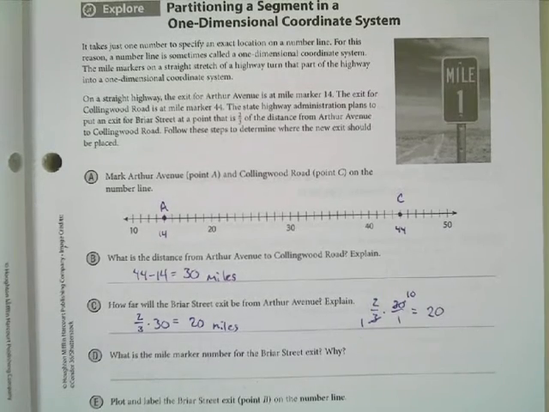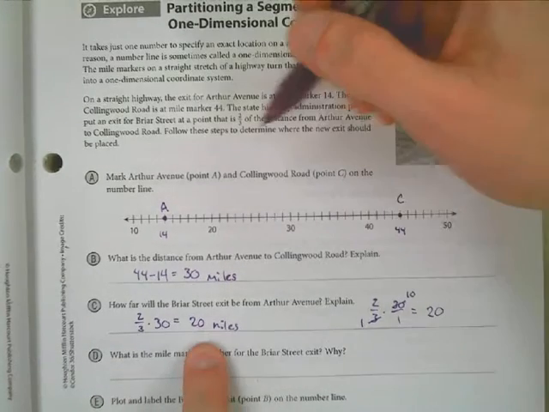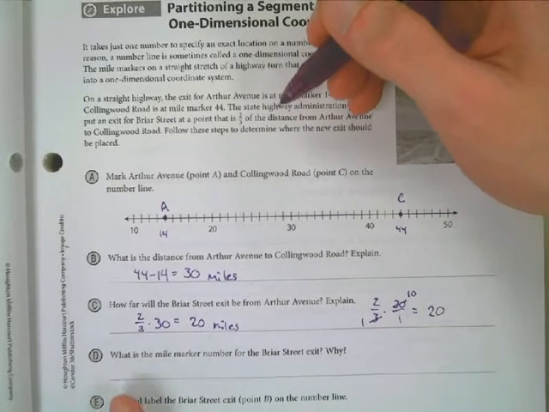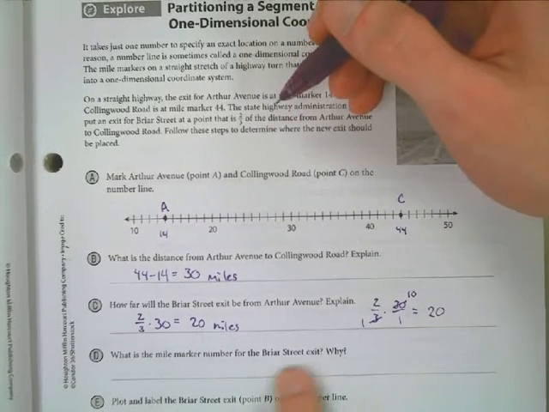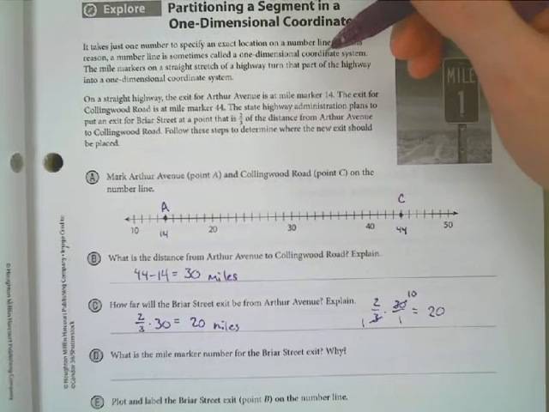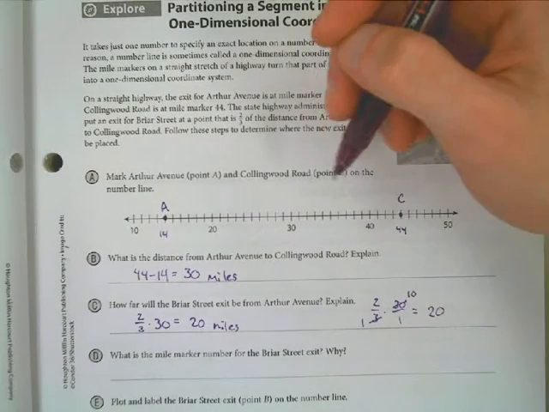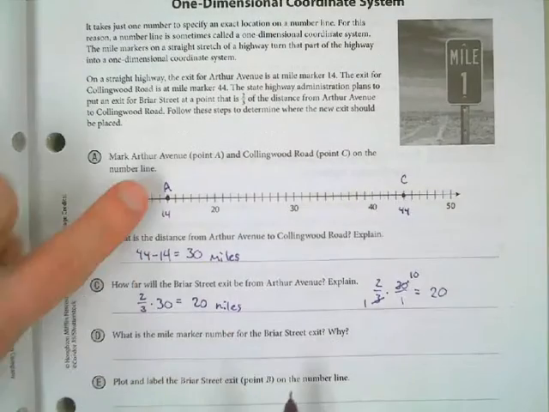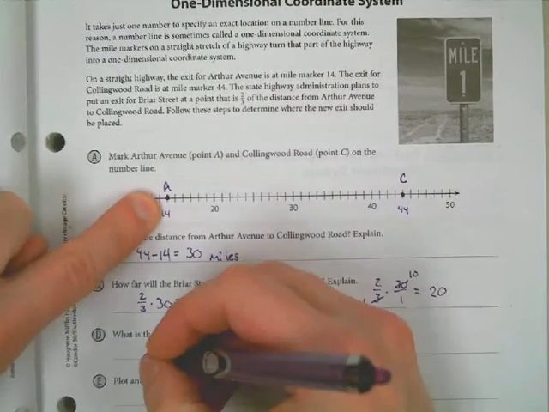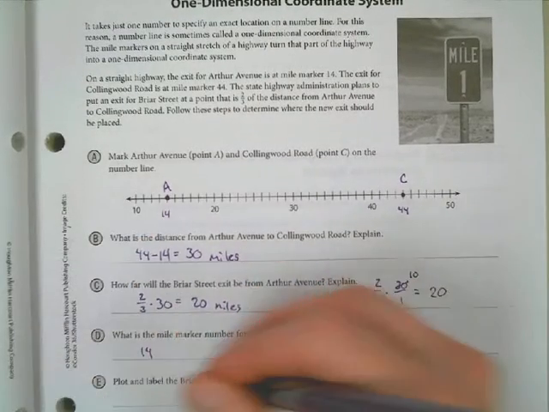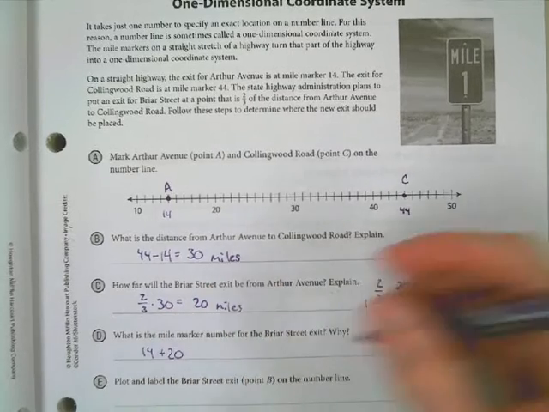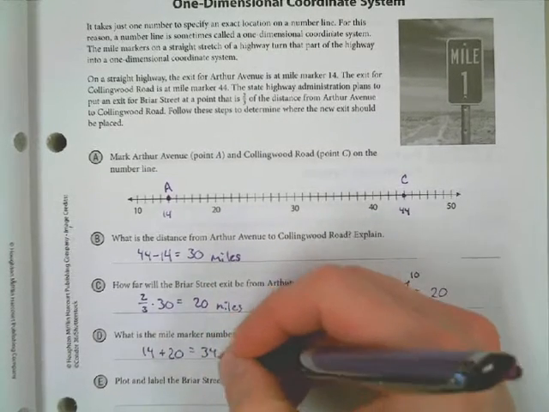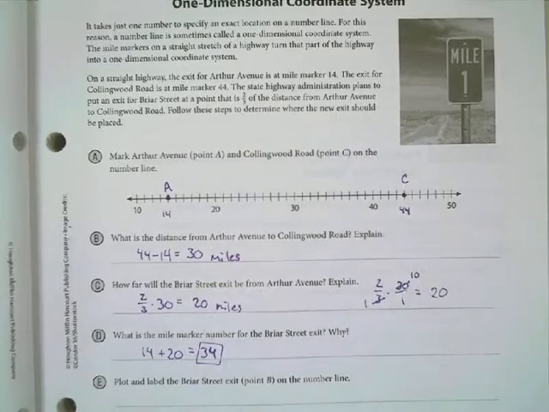So, Briar Street is 20 miles from Arthur Avenue, so what's the mile marker number for the Briar Street exit going to be? Jordan, what do you want to say? Yeah, 34, exactly right. Arthur Avenue is already at coordinate 14. We need to go 20 more miles from that to find the Briar Street exit. So 14 plus 20 is mile marker 34. Okay? So 34 is your answer there.